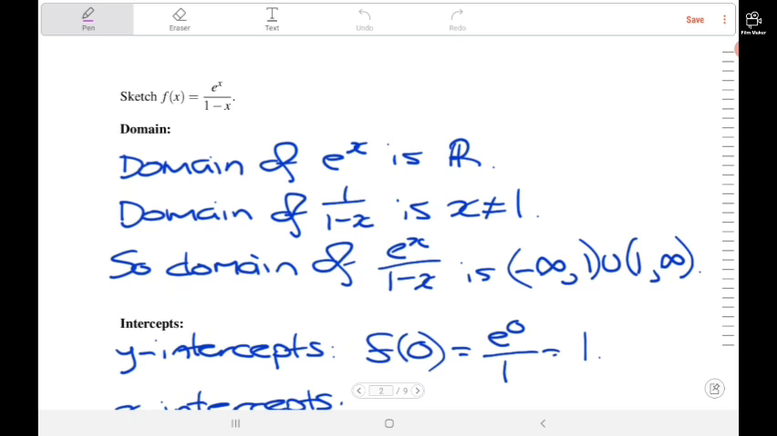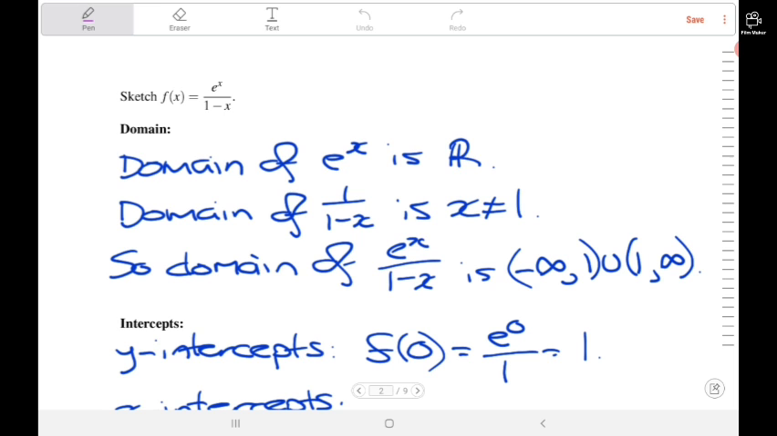So the first thing that we can determine is the domain that we're interested in for this function. The domain of e to the power of x is R, all real numbers, and the domain of 1 divided by 1 minus x is all real numbers, x not equal to 1, because we can't divide by 0. So the domain of this function is the reals that are not 1, and in particular the intervals that we might be interested in are negative infinity to 1 and 1 to infinity. So that's the domain of the function.